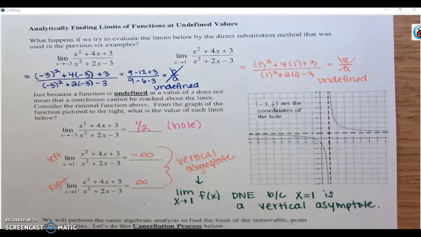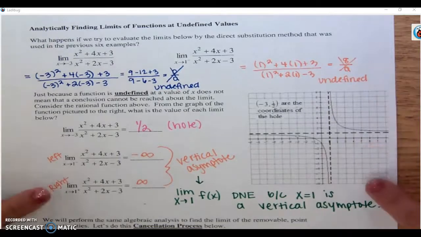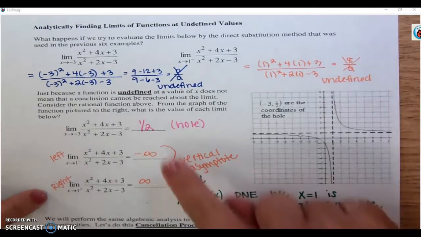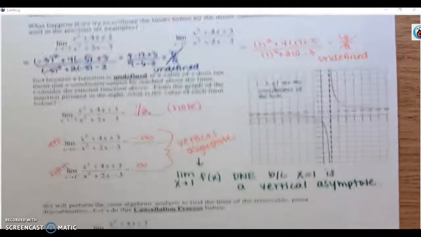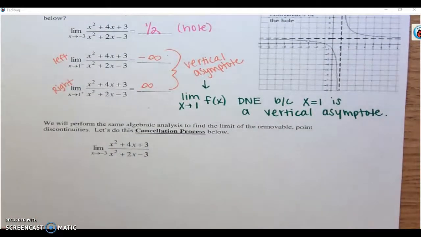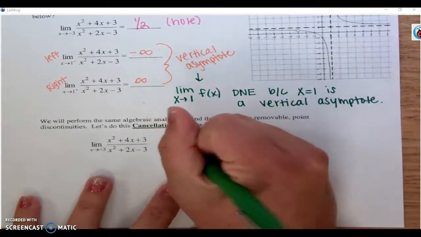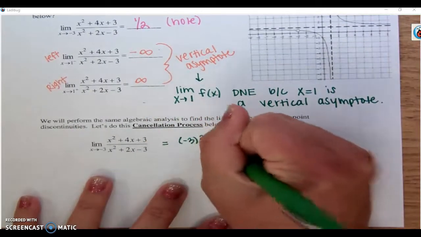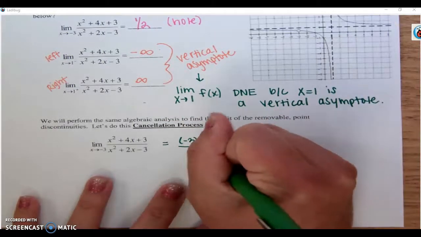Up here we figured out we can't just do direct substitution. It was undefined. But down here we figured out there's actually answers for this. We had a hole, but it still had a y value, and then here we had the vertical asymptote, so they still had answers. So here's what we're going to do. It says we'll perform the same algebraic analysis to find the limit of the removable point discontinuities. What you're going to do first is always try direct substitution. I know I did it up there, but I want to show you that way you have it for your notes. You always try direct substitution first, because it could work, and then that's all you have to do, and you don't have to worry about anything else.